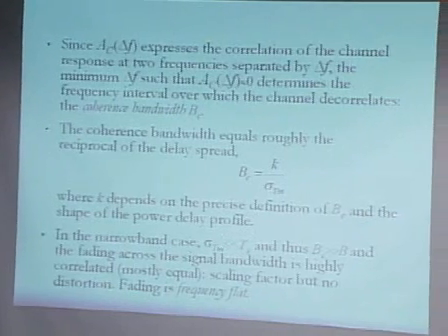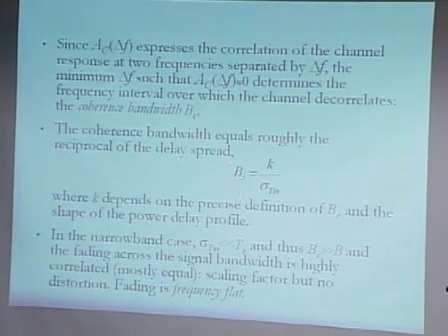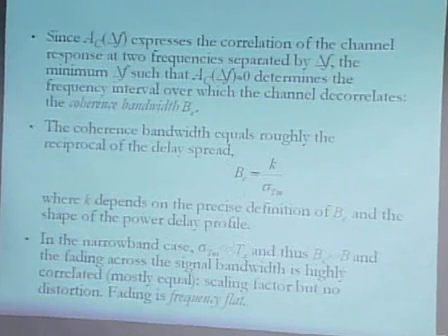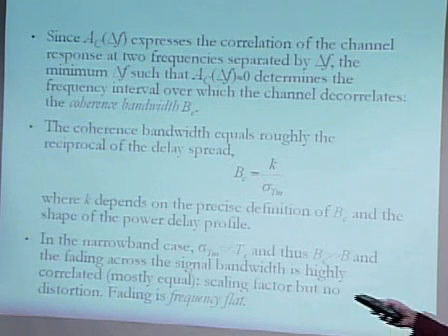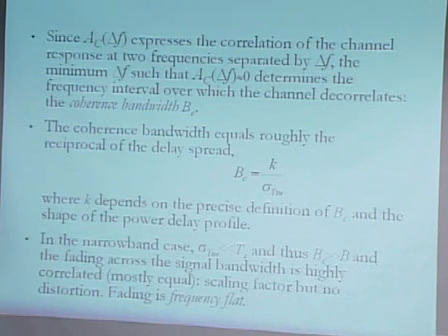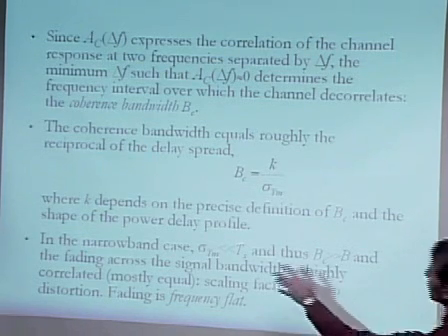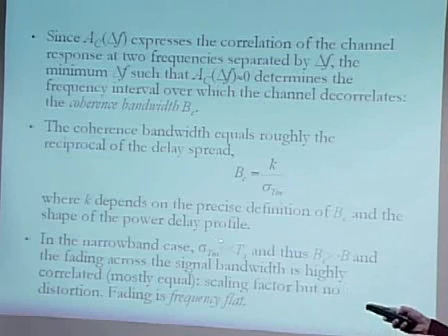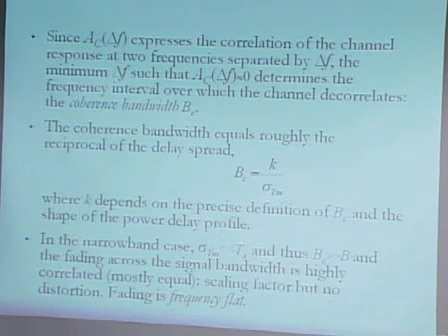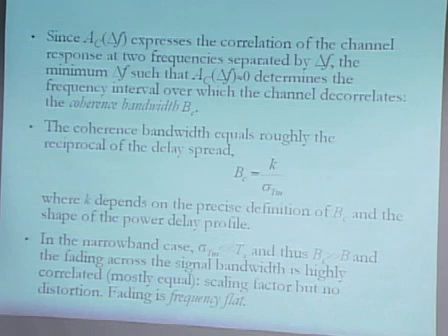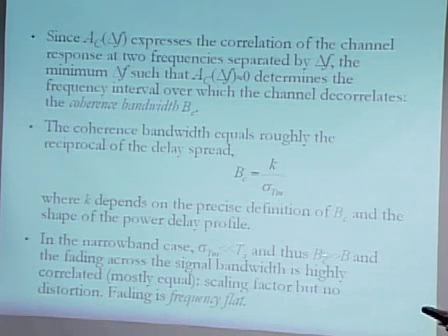And so since the delay spread is 1 over the coherence bandwidth roughly, and the symbol time is 1 over the bandwidth of the signal roughly, we find that the coherence bandwidth has to be much bigger than the bandwidth of the signal for the channel to be narrowband. So these are dual conditions. In the time domain, a channel is narrowband if the delay spread is much smaller than the symbol time. In the frequency domain, a channel is narrowband if the coherence bandwidth is much bigger than the bandwidth of the signal. These are completely equivalent conditions.